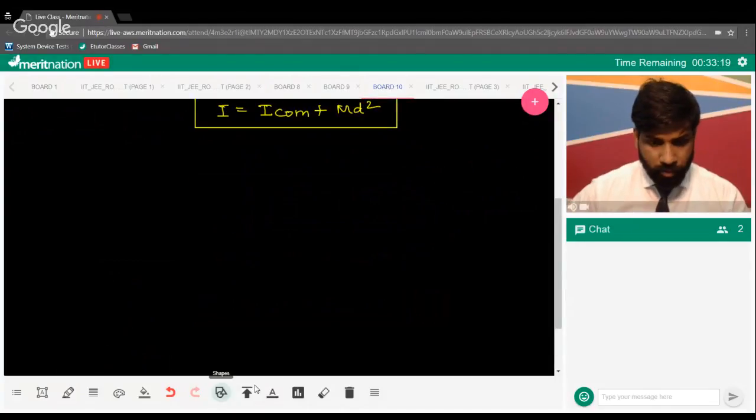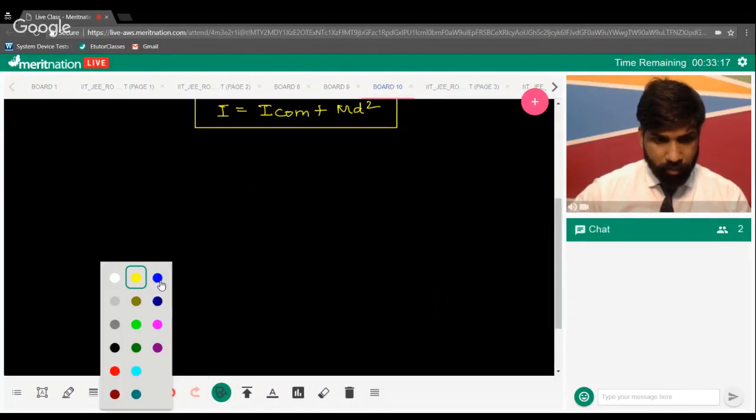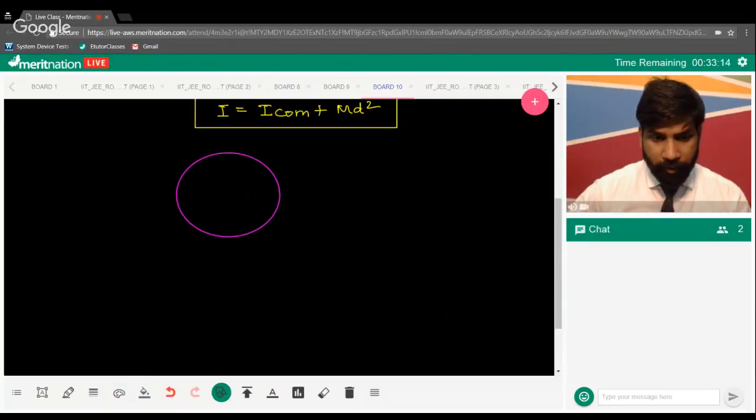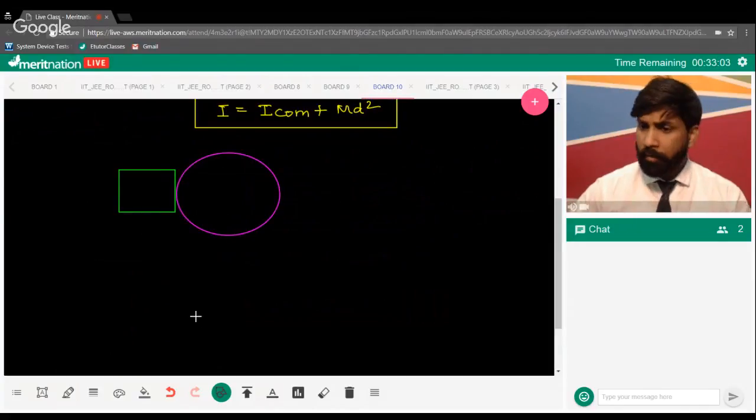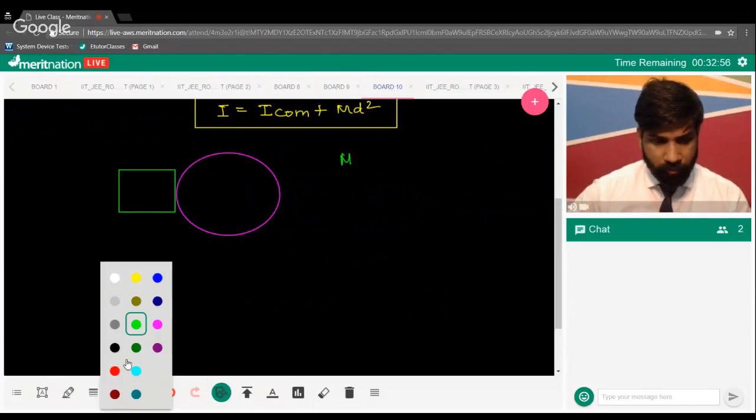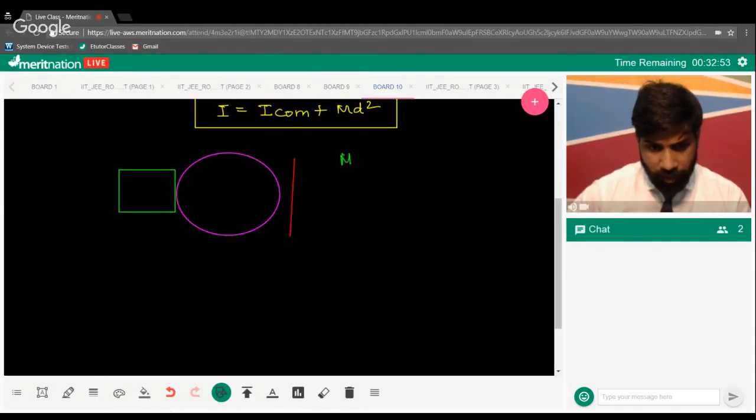Suppose this is a metallic ring, and one cube is in contact with this metallic ring. Suppose the mass of this ring is m, and the radius is r here. You can say that this one is 2r. Okay, the radius is r and this height is 2r. Basically it's a diameter.